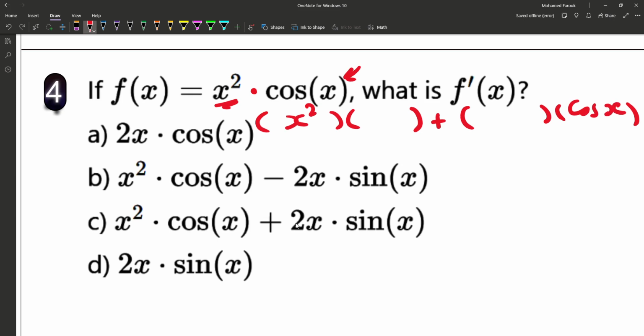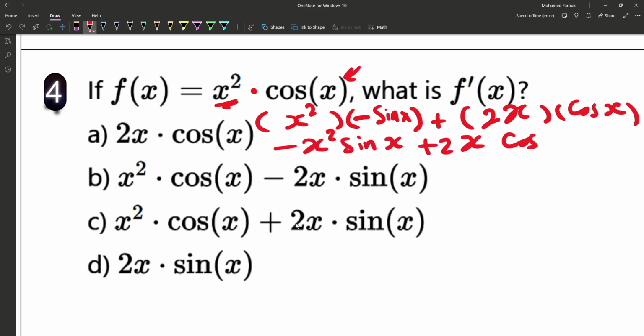Let's get the derivative of cosine x. It will be negative sine x. And we have cosine x. Let's get the derivative of x squared. It will be 2x. Okay, the next step will be simplifying this. So it will be negative times x squared. It will be negative x squared sine x, and then plus 2x cosine x. And as I told you, the correct answer is not here, so this is the correct answer. Next one.